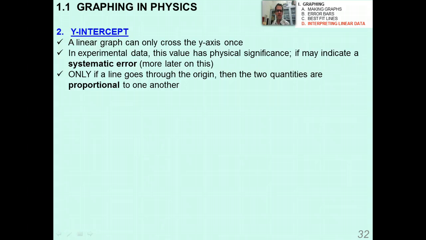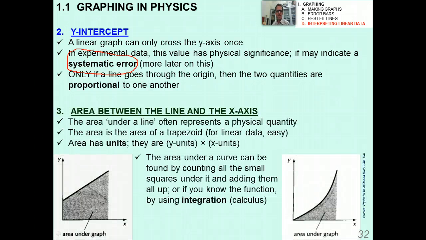In experimental data, this value, the y-intercept, has physical significance. It may indicate a systematic error. We're going to talk about that kind of error later on, okay? Only if a line goes through the origin are the two quantities proportional to one another, even if it's linear, okay? Very important.